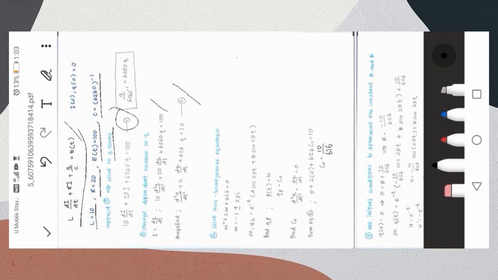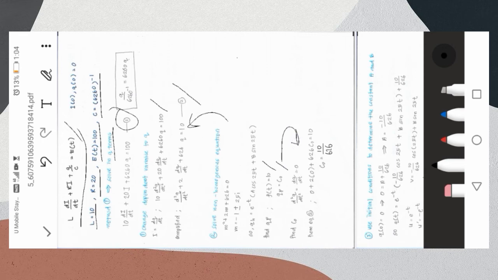Then solve the non-homogeneous equation. By using this equation, we can get m squared plus 2m plus 626 equals 0. Use your calculator and we can get m equals negative 1 plus or minus 25i. So q_h will become e to the power of negative t, open bracket, a cos 25t plus b sin 25t, close bracket. And then we have to find q_p. F(t) equals 10, q_p equals C naught. And we find C naught.